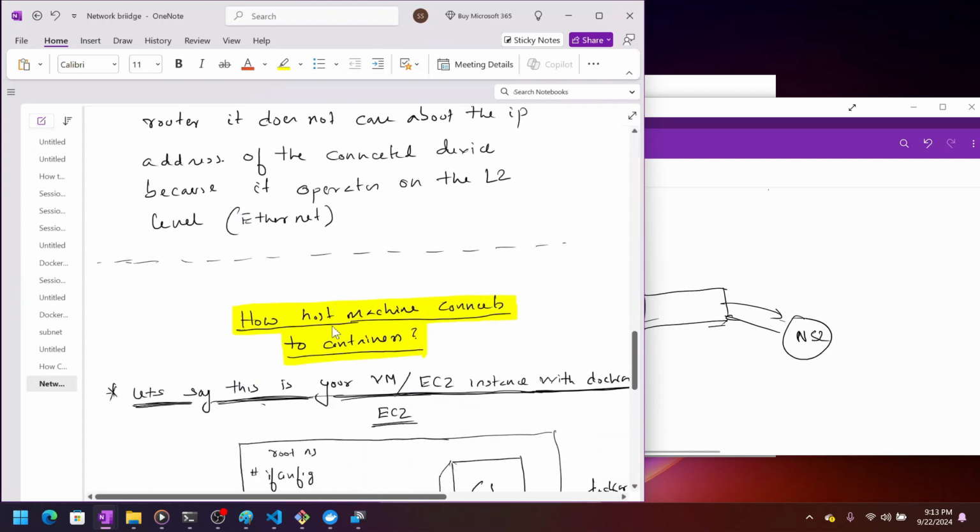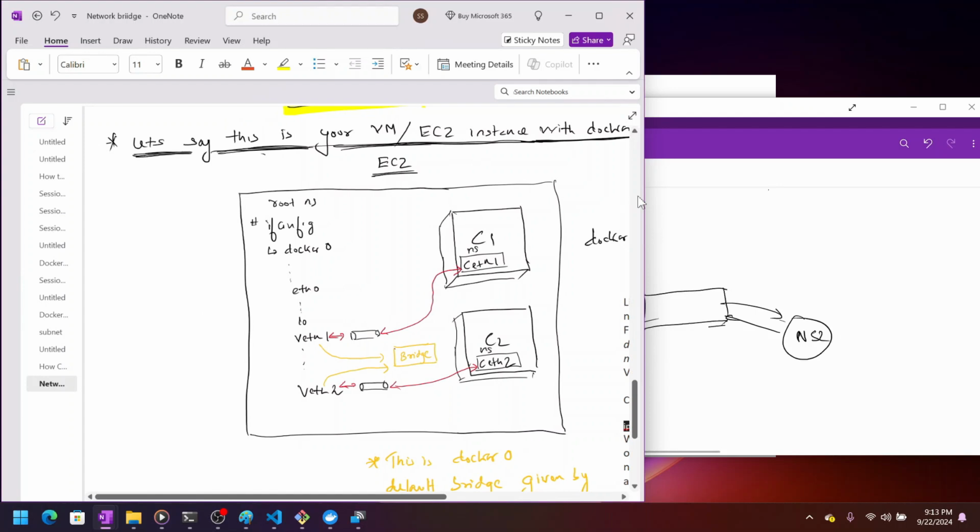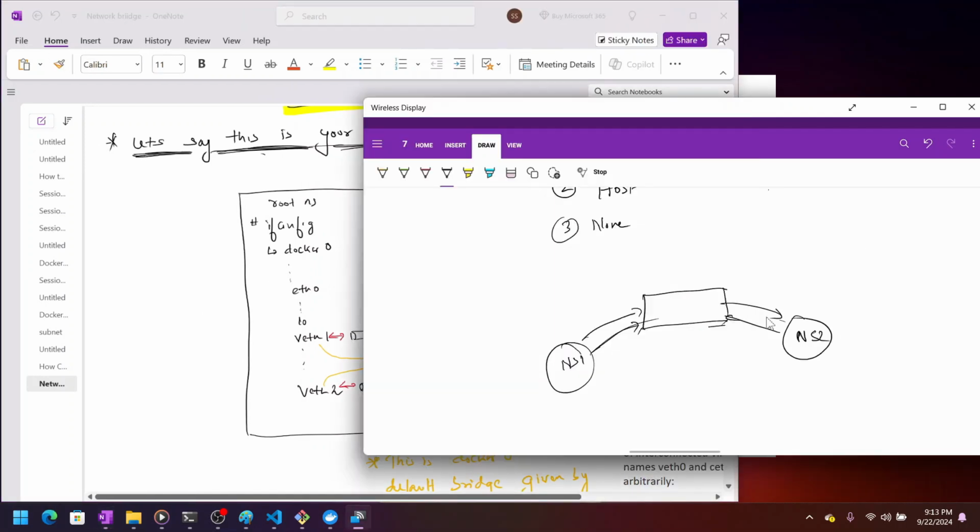Here is a diagram. Let's say this is your VM, an EC2 instance, and this is the bridge. When two containers or two namespaces are connected to a bridge, it just forwards the packets between the namespaces connected to it. Maybe three, depending on the number of namespaces. It doesn't necessarily have to be only two. So this is what the bridge does.